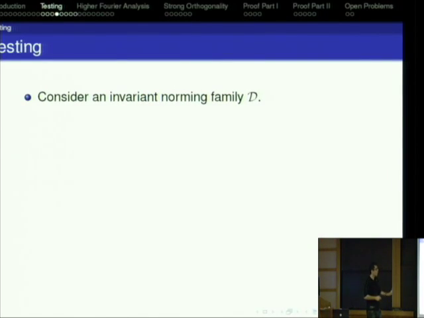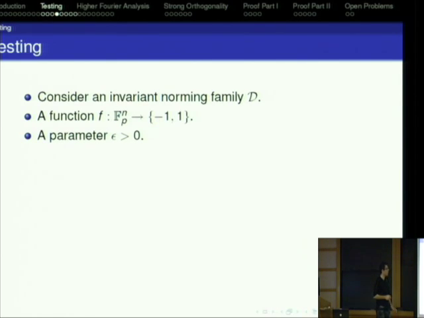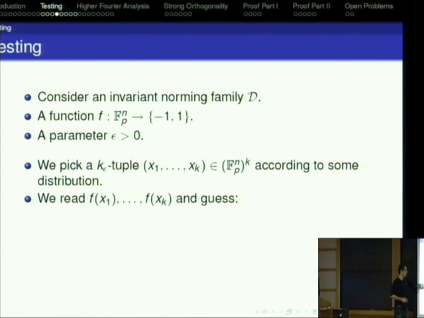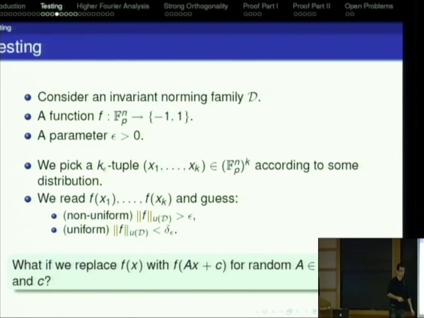Now consider an invariant norming family D, a function f which takes only values -1 and 1, and a parameter epsilon greater than 0. Let's see what we can do by just reading the value of f on random points. We can pick a k(epsilon)-tuple, where k depends on epsilon, in F_p^n to the k. We pick these k points according to some distribution that we like, read the value of f on these points, and guess whether the uniformity norm is large or less than some delta, which depends on epsilon.